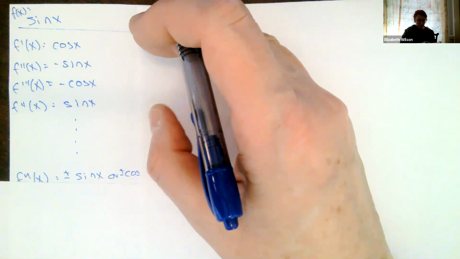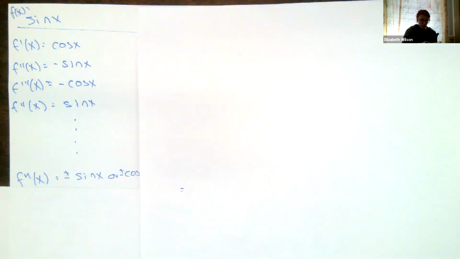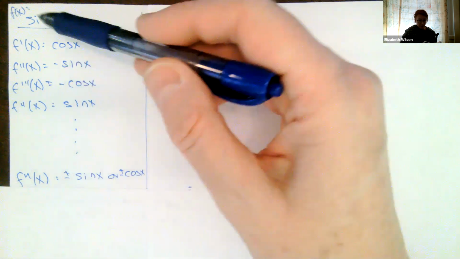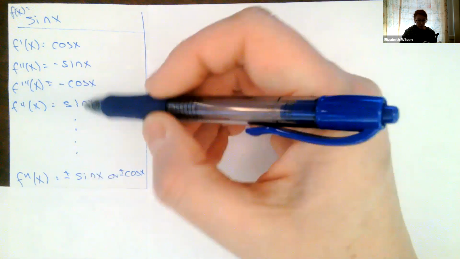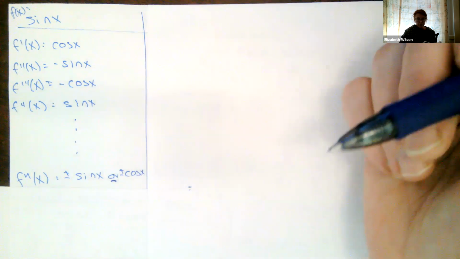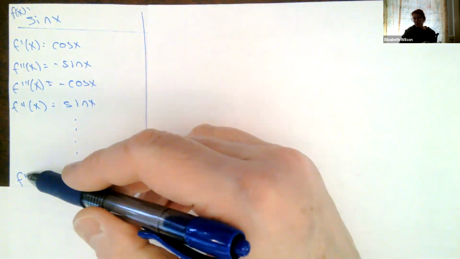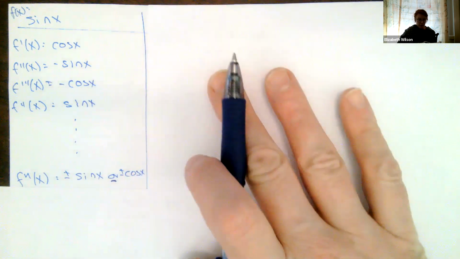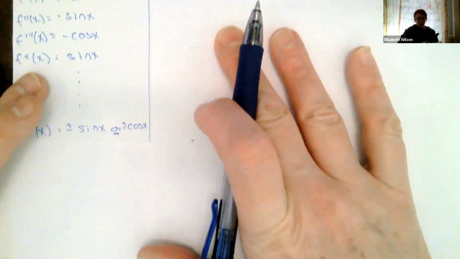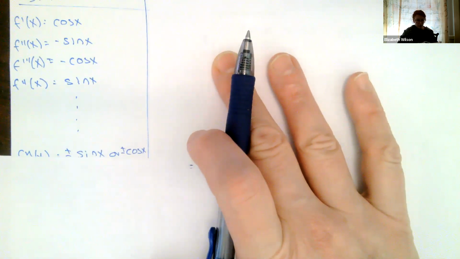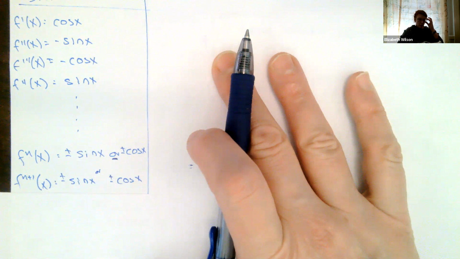So based on my derivatives, let me summarize. My derivatives are positive or negative. They're either sine or they're cosine, depending on which derivative, which n I choose. So I always do f of n first, and then from there, I'll just increase n by 1. I'll say f of n plus 1.